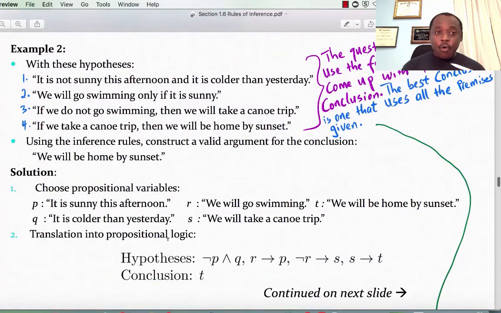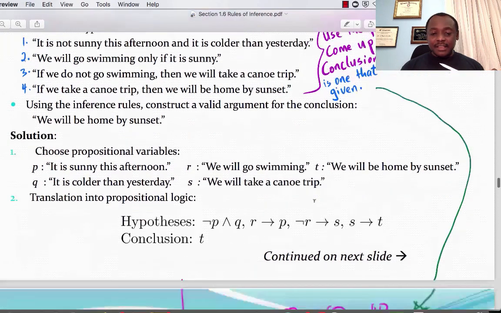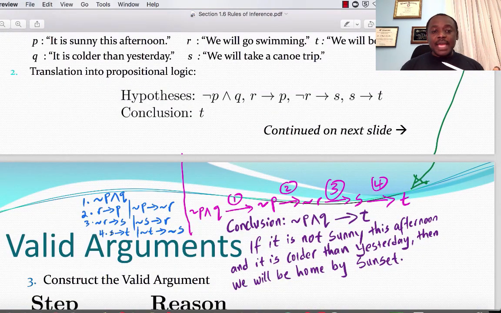Premise number 4. If we take a canoe trip, then we will be home by sunset. If we take a canoe trip, S, then we will be home by sunset, implies T. So my fourth premise would be S implies T, and the contrapositive is not T implies not S. You take a deep breath, we have all 4 written, and there are various contrapositives. Now, how do we link up all 4? All 4 must be linked up using transitivity.